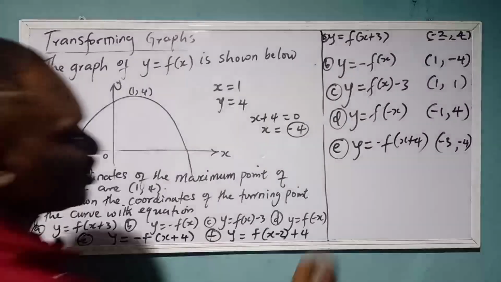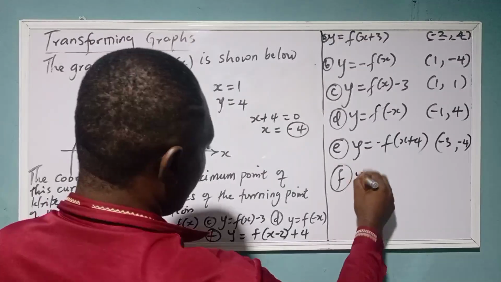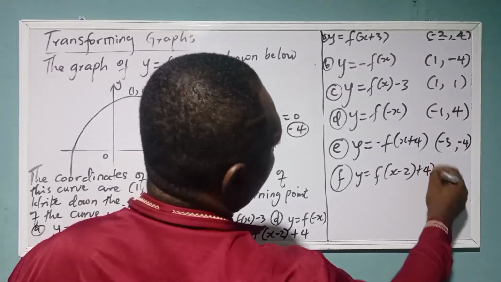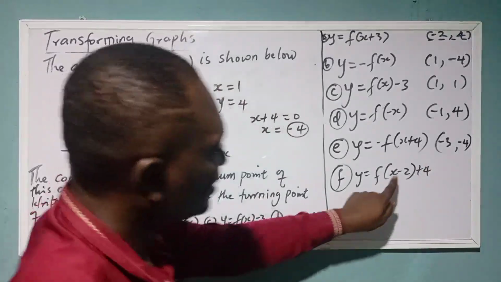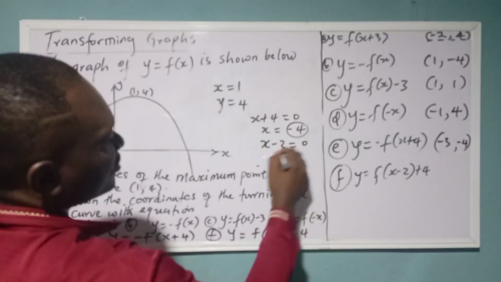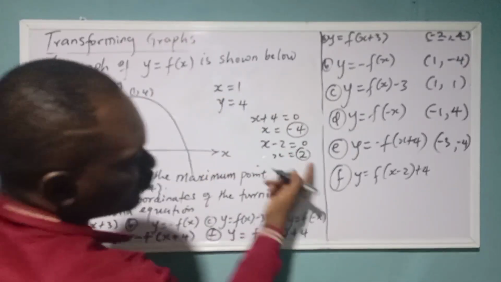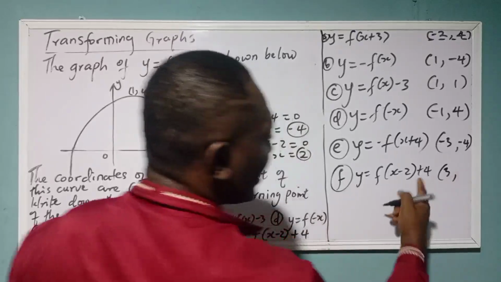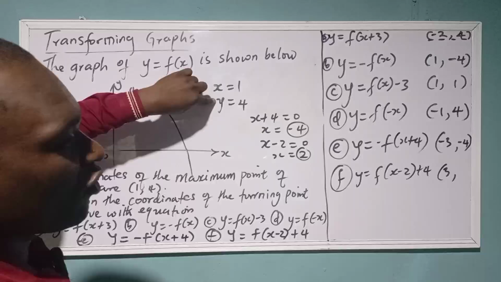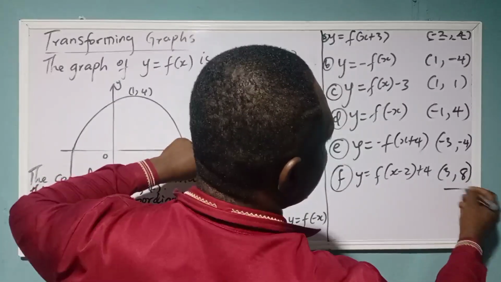Then for F, which is one of the bonuses that I've added, it will be y is equal to f of x minus 2 plus 4. Now, if you look at it very well, there is minus 2 inside the bracket. So based on what we have been doing before, x minus 2 is equal to 0, so x is equal to 2. So we are adding 2 to the value of x. So 1 plus 2 will give you 3. And then this plus 4 is outside the bracket, so it will affect only the value of y. So 4 plus 4 will give you 8. So 3, 8 is the new coordinate.